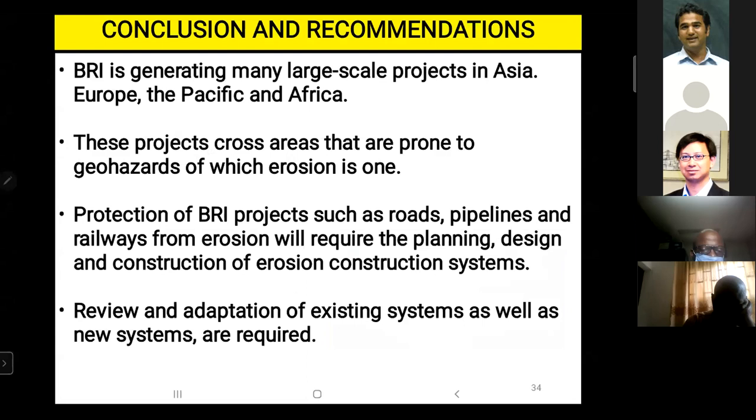Protection of BRI projects such as roads, pipelines, and railways from erosion will require the planning, design, and construction of erosion control systems, and review and adaptation of existing systems as well as new systems. Of course, because the BRI constitutes many routes that cross many countries, and most of these countries have universities that are doing a lot of research, there is then the opportunity for international collaboration.